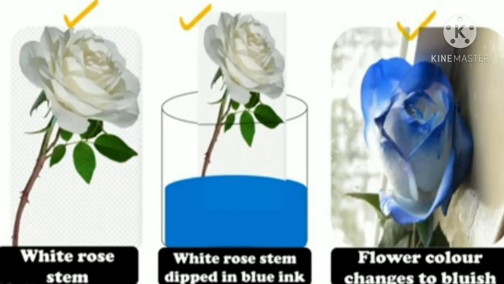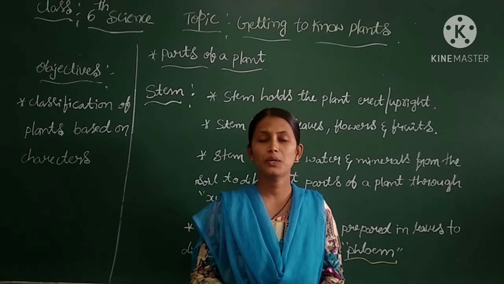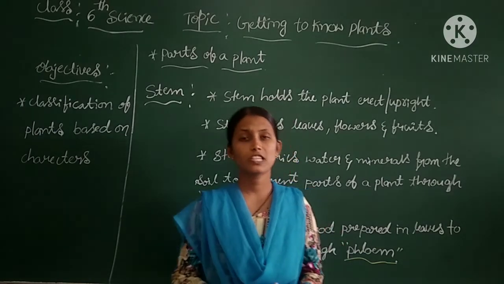Look at this picture. This is a white rose stem. When I keep the white rose stem in a blue color solution, the color of the flower and the color of the stem change into blue. What does it indicate? It indicates that the stem conducts water and minerals absorbed by the roots. From this activity we have observed that the stem carries the water and minerals absorbed by the roots to the other parts of the plant.